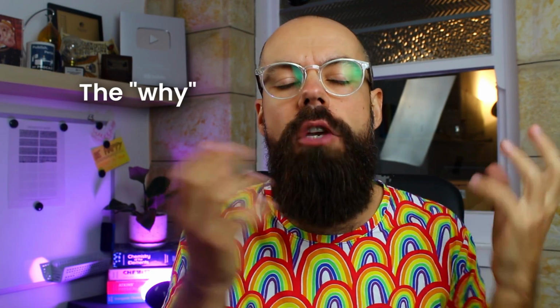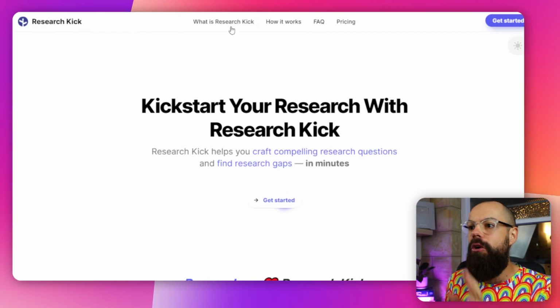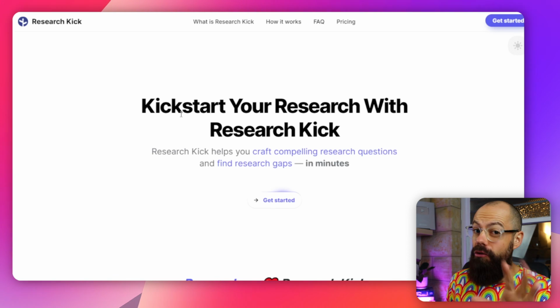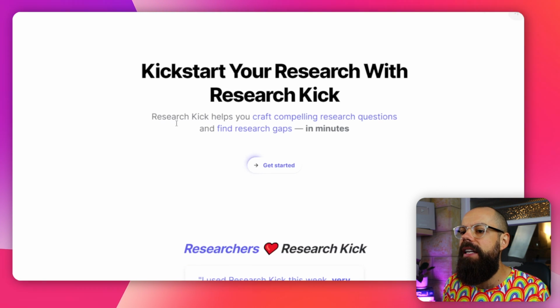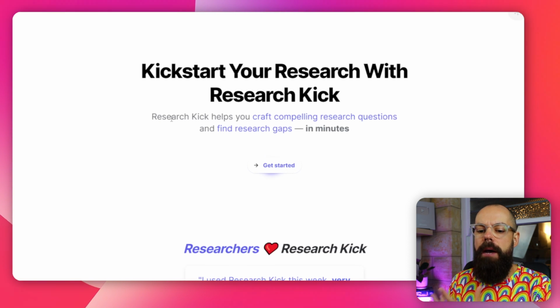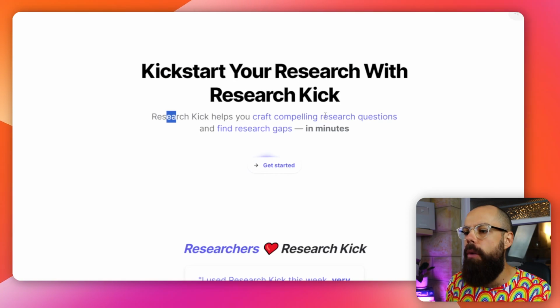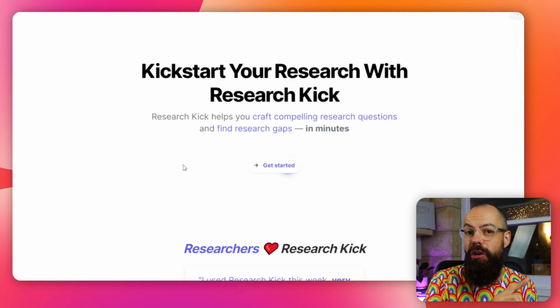That's the first step, because we want to get them all emotional for the second step, which is just as important. The second thing you need in a research proposal is the why. You need to justify what you are doing. You do this by looking at the literature and finding the research gap. It's got even easier. I recently found out about this new tool called Research Kick here. I haven't tried it yet, but here all you need to do is put in some information and it will kick out compelling research questions and find research gaps in minutes. That's pretty interesting. Stay tuned and subscribe to the channel if you want to see me test this later on.